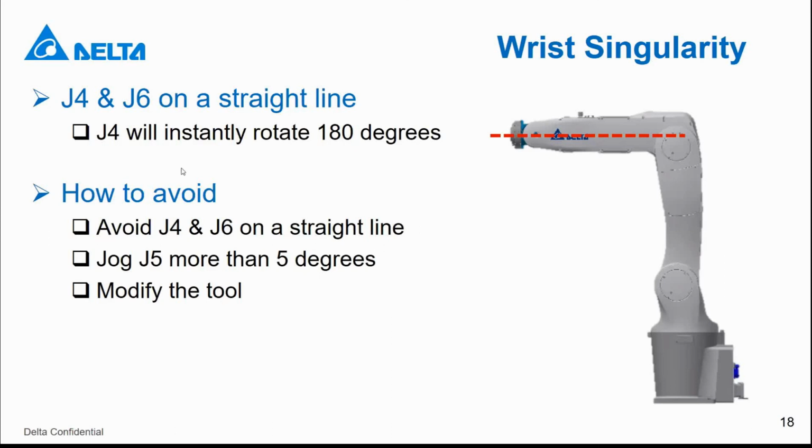So how to avoid it? Of course, avoid joint 4 and joint 6 being in a straight line. Or maybe joint 5 can jog more than 5 degrees, then 4 and 6 won't be in a straight line. Or maybe you need to modify the tool to avoid it.